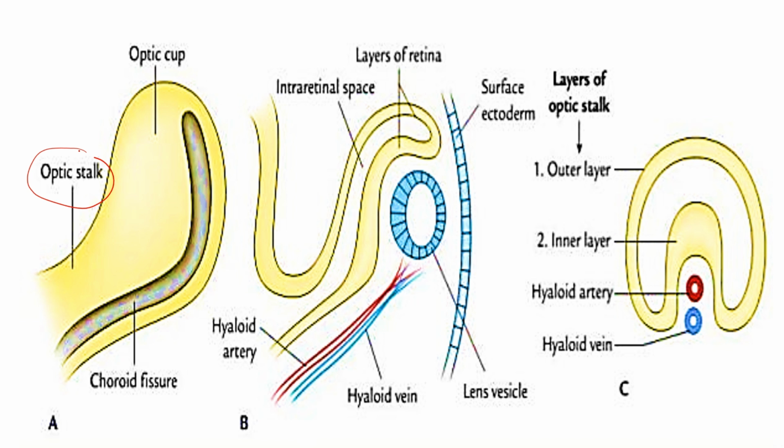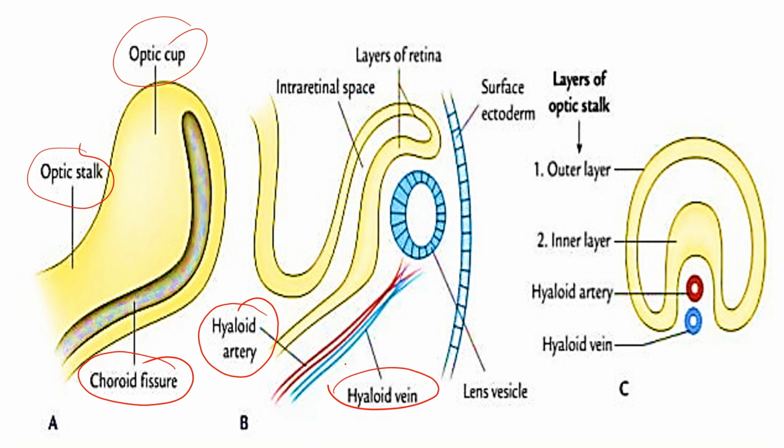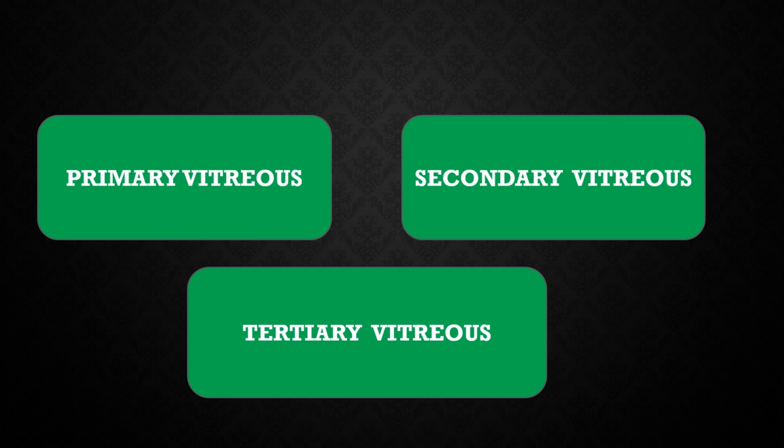So we have the optic stalk, the optic cup, and you can see this fissure on the ventral aspect known as the choroidal fissure. And the choroidal fissure basically allows the hyaloid artery and the hyaloid veins to enter into the optic vesicle and ultimately reach the lens vesicle and supply the lens. Okay, the reason this is important is because we should know that embryologically there are basically 3 types of vitreous. We have a primary vitreous, we have a secondary vitreous, and we have a tertiary vitreous.